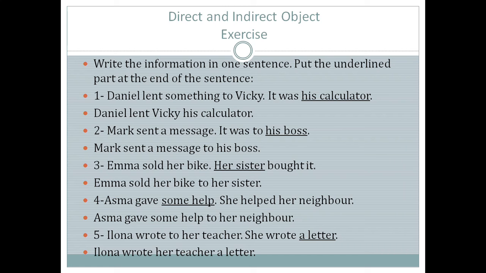Emma sold her bike. Her sister bought it. So the underlined words her sister should be at the end of the sentence of the answer. Emma sold her bike to her sister. Asma gave some help. So the underlined words are some help. She helped her neighbor. So Asma gave some help to her neighbor.